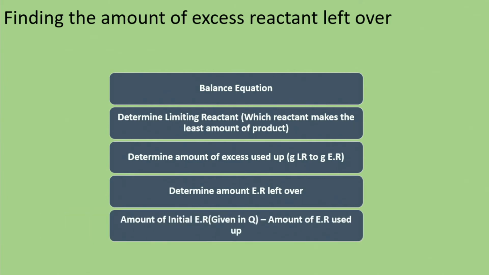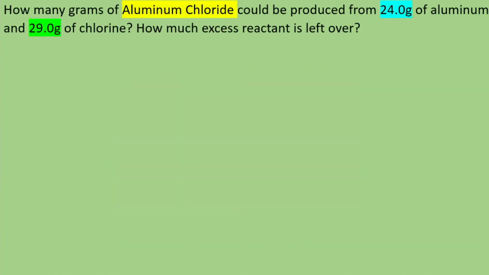We'll take our initial amount of our excess reactant, and again that's given to us in the question, and we will subtract the amount of excess reactant that was used up. So here we have a sample question. How many grams of aluminum chloride could be produced from 24.0 grams of aluminum and 29.0 grams of chlorine? And then we're going to determine how much excess reactant is left over.